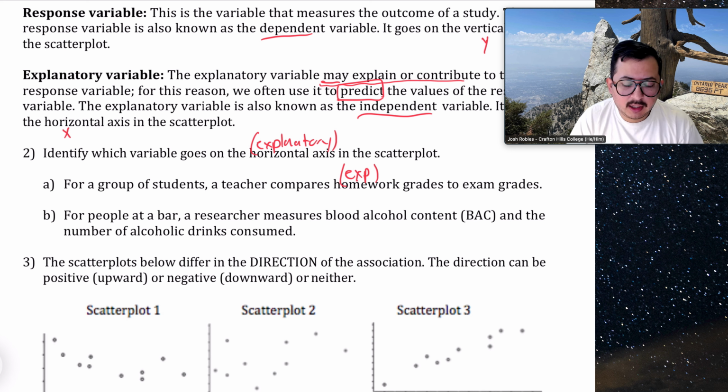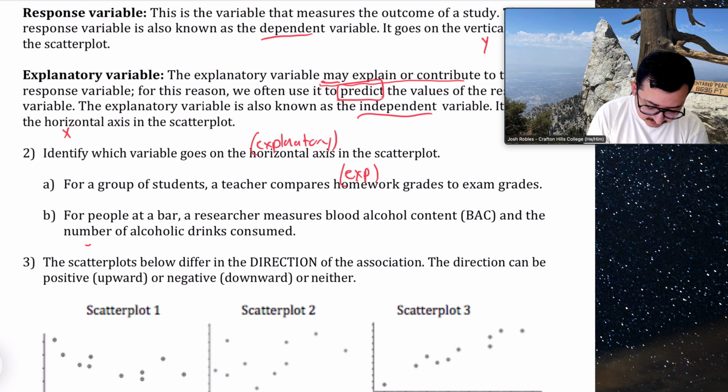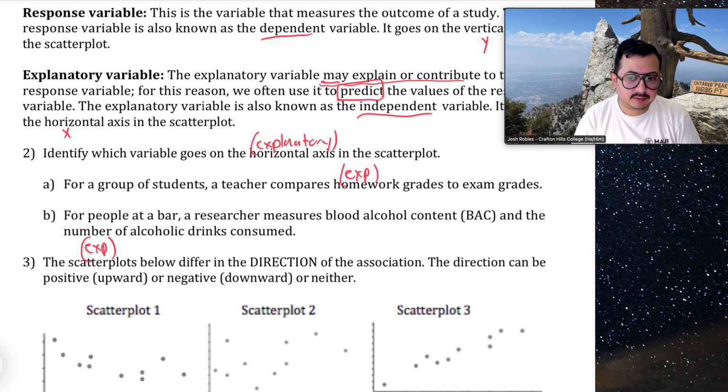Right, at a bar, someone is measuring blood alcohol content and the number of alcoholic drinks consumed. So there's probably a relationship there, but that's not what we're asking right now. It's just how do I graph it? So, does blood alcohol content explain or contribute to the number of drinks consumed, or does the number of drinks consumed explain or contribute possibly to the blood alcohol content? The better scenario there is that the number of drinks is the explanatory variable, and that explains your blood alcohol content.